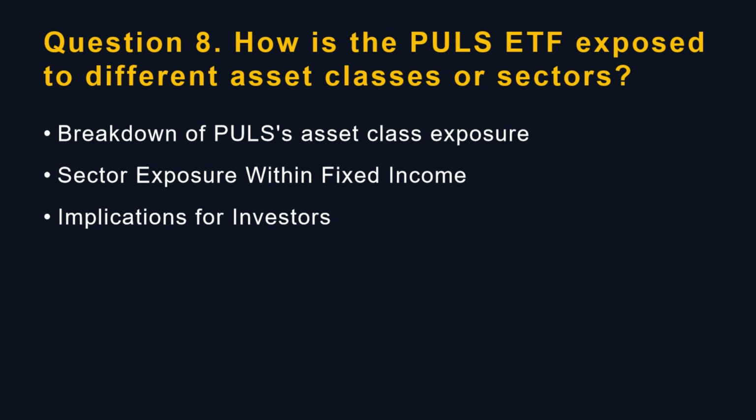Minimal exposure to other asset classes. There might be negligible exposure to other asset classes like equities, stocks, or real estate within PULS. This is because the focus is on generating income through fixed income instruments with short maturities.